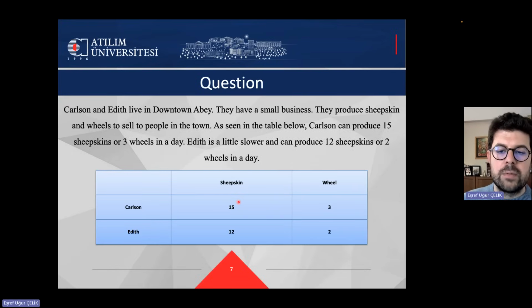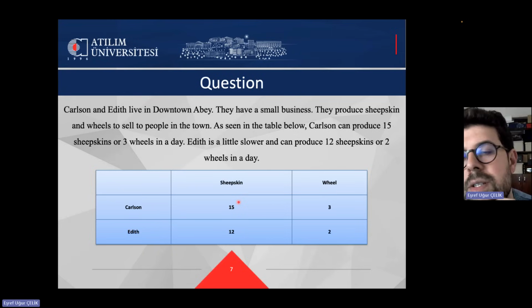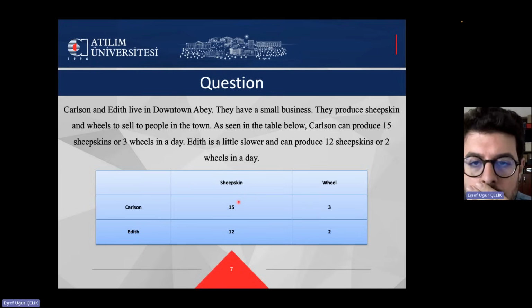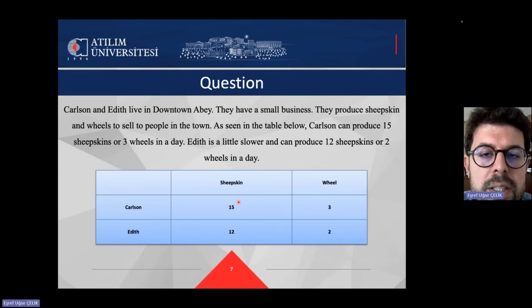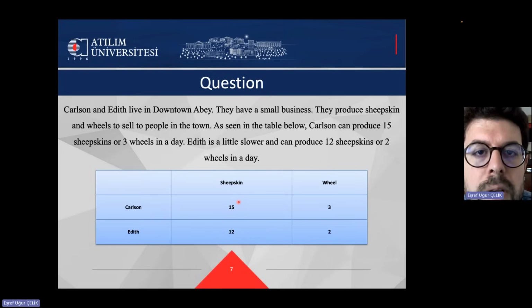The other type of questions is related with absolute advantage and comparative advantage. In absolute advantage, the easy way of understanding which producer has absolute advantage is we can compare the level of production. The greater production shows the absolute advantage on that good.